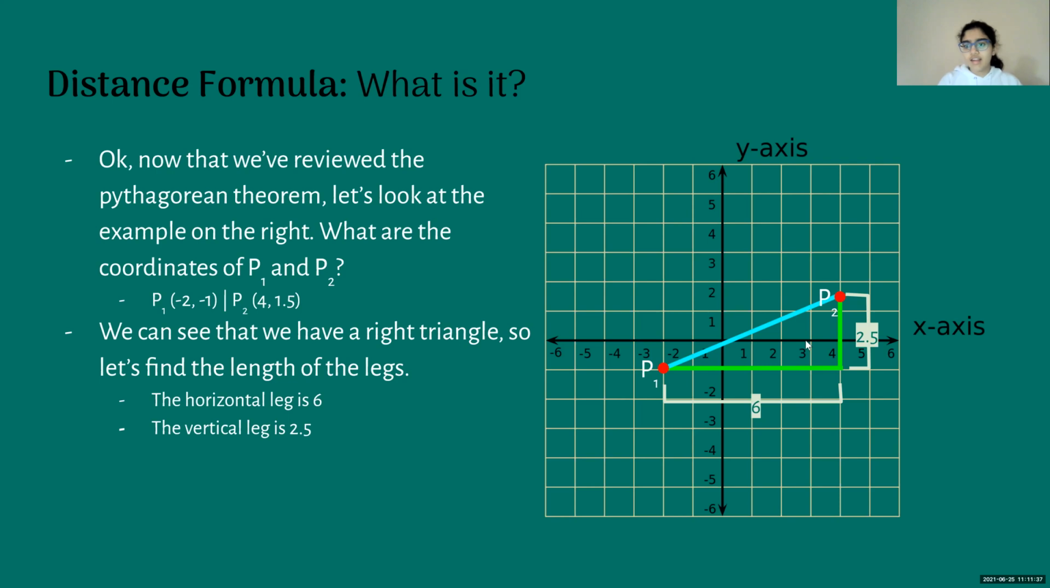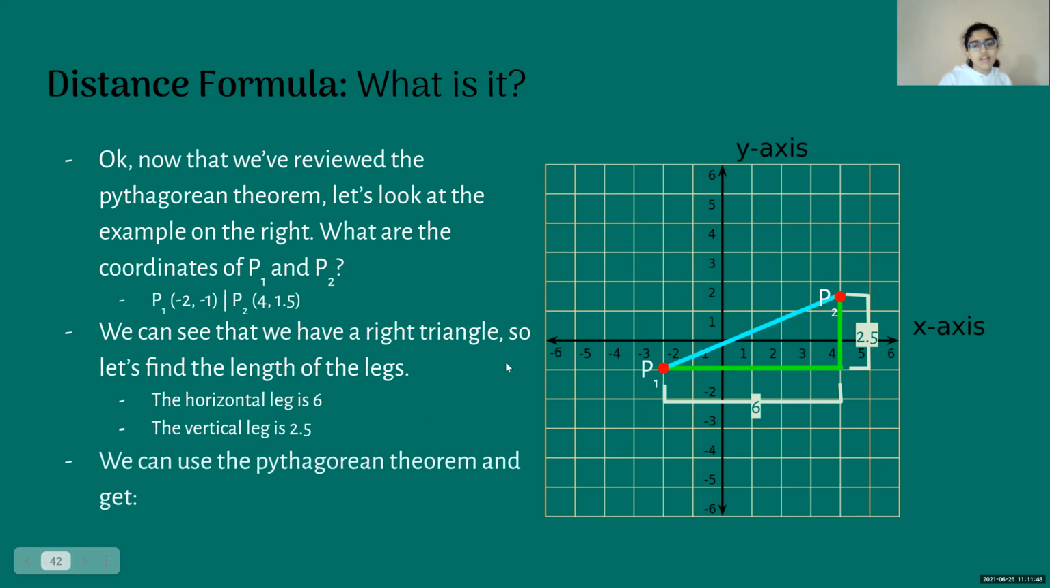So we get 6 and 3, as we said earlier. Okay, so we get 6 and 2.5, sorry, not 6 and 3. So 6 and 2.5. Using the Pythagorean theorem, we get the square root of 6 squared plus 2.5 squared, which is the square root of 36 plus 6.25, which is the square root of 42.25, which is equal to 13 over 2, or 6.5.